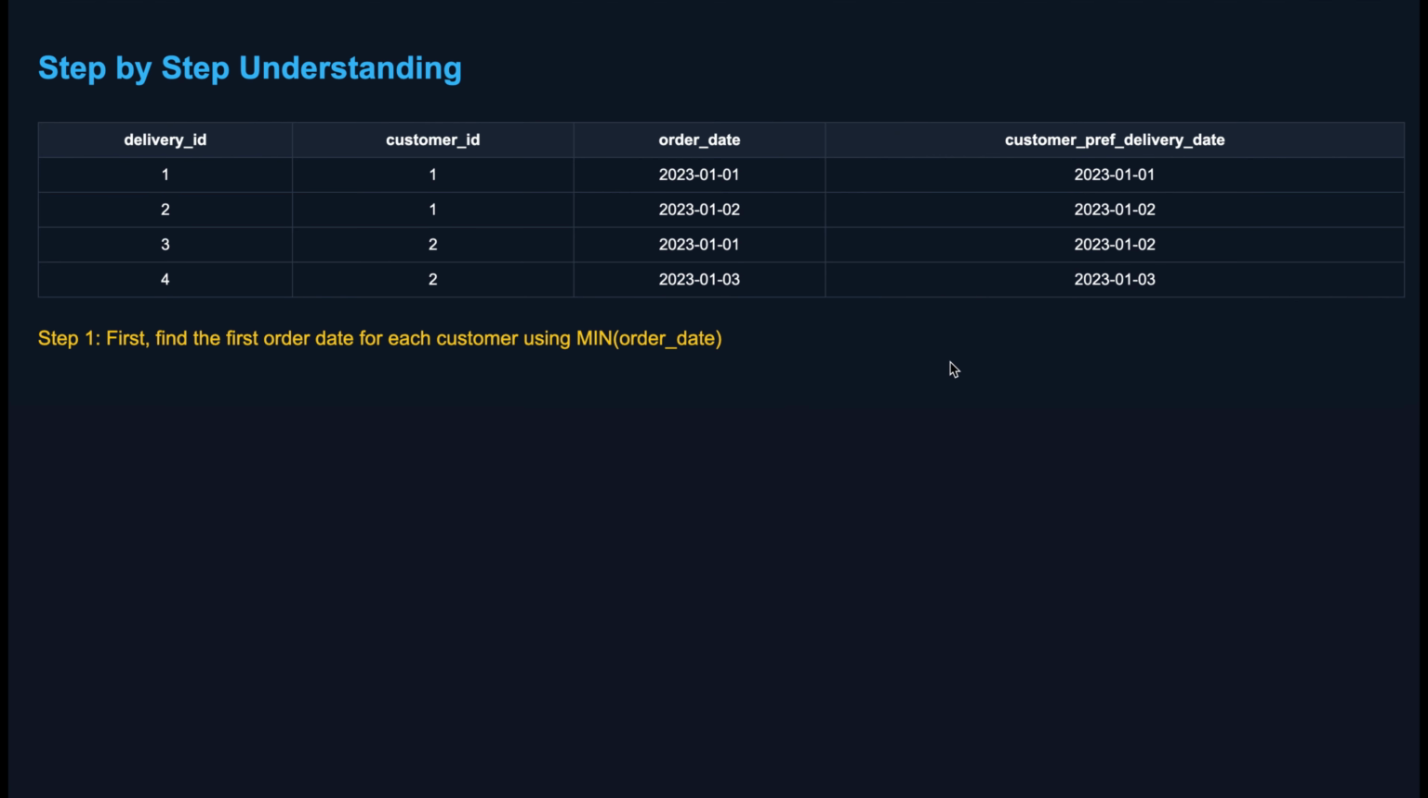The first thing that we need to do is to identify the first order for each customer, right? There are multiple ways to do this, like group by, subqueries or window functions. But here we will use a window function because it's very powerful and commonly used in real world data engineering, right? So we use min of order date partition by customer ID. And this assigns the first order date to every row for that customer, right? Now that we know the first order date, we filter only those rows where order date equals first order date. So effectively, we now have exactly one row per customer, right?